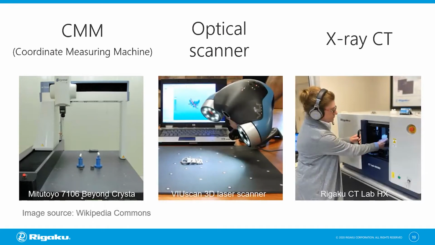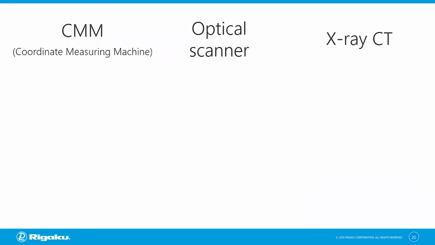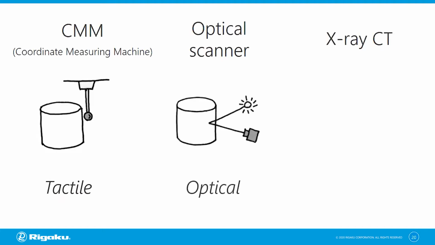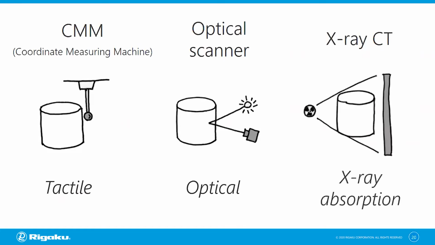And those three techniques, often used for dimensional analysis, use very different physical phenomena to do the measurements. So CMMs use a tactile measurement. So you would take a physical probe and let it touch the surface of the object to measure where that surface is. So this is a tactile and a mechanical measurement. The optical scanners use optical reflection on the surface of the object. And the X-ray CT scanners use X-ray absorption contrast for the measurement. And because of the difference between those three techniques, physical differences, there are pros and cons for each technique.